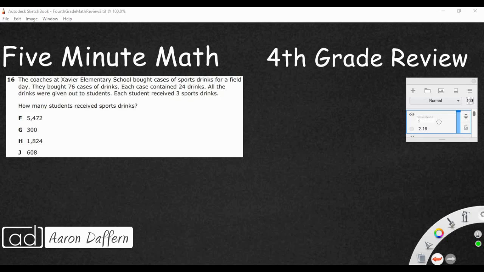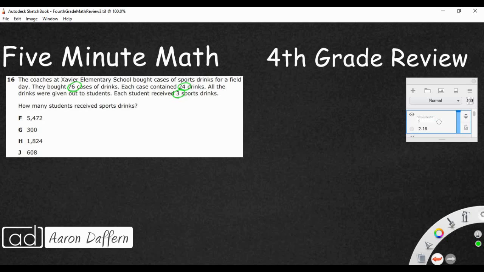This is our second problem of the day. Let's look at this. The coaches at Xavier Elementary bought cases of sports drinks for a field day. They bought 76 cases of drinks. Each case had 24 drinks. All the drinks were given out to students, and each student received 3 drinks. How many students received sports drinks? I've got 3 numbers, and this is why this is a 2-step problem. I'm going to have to do 2 separate operations here.